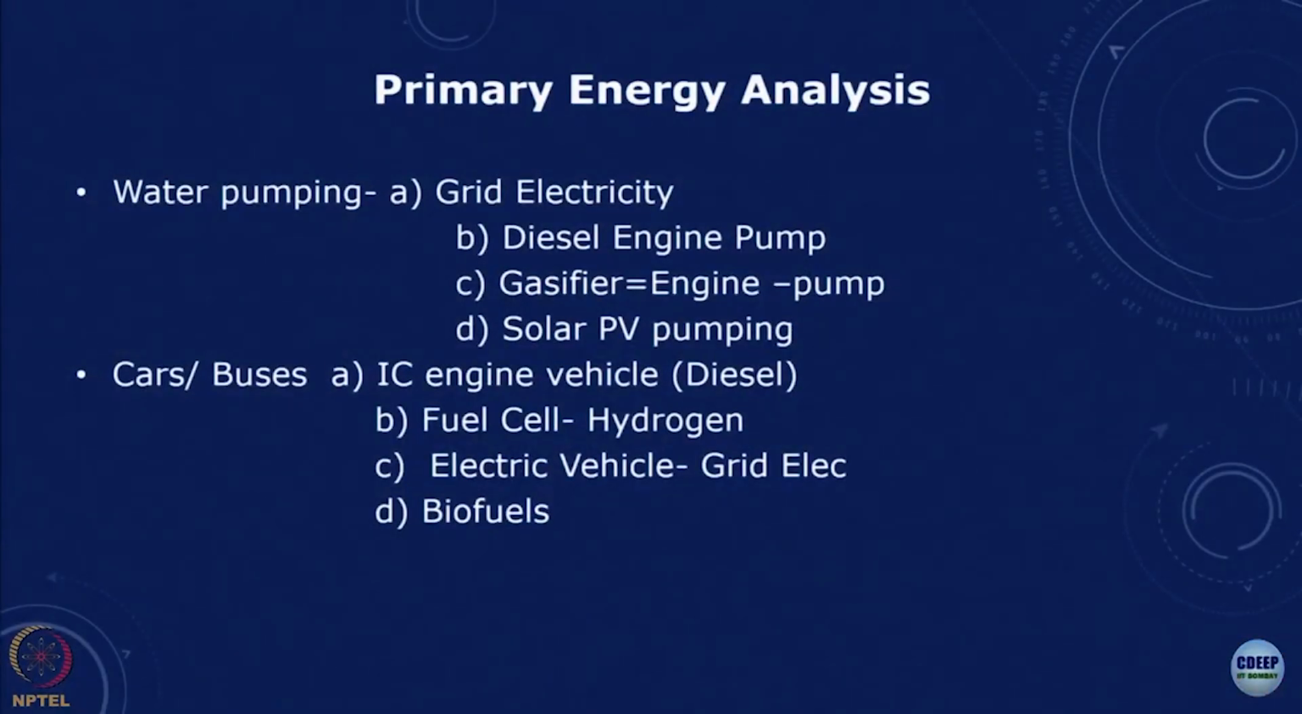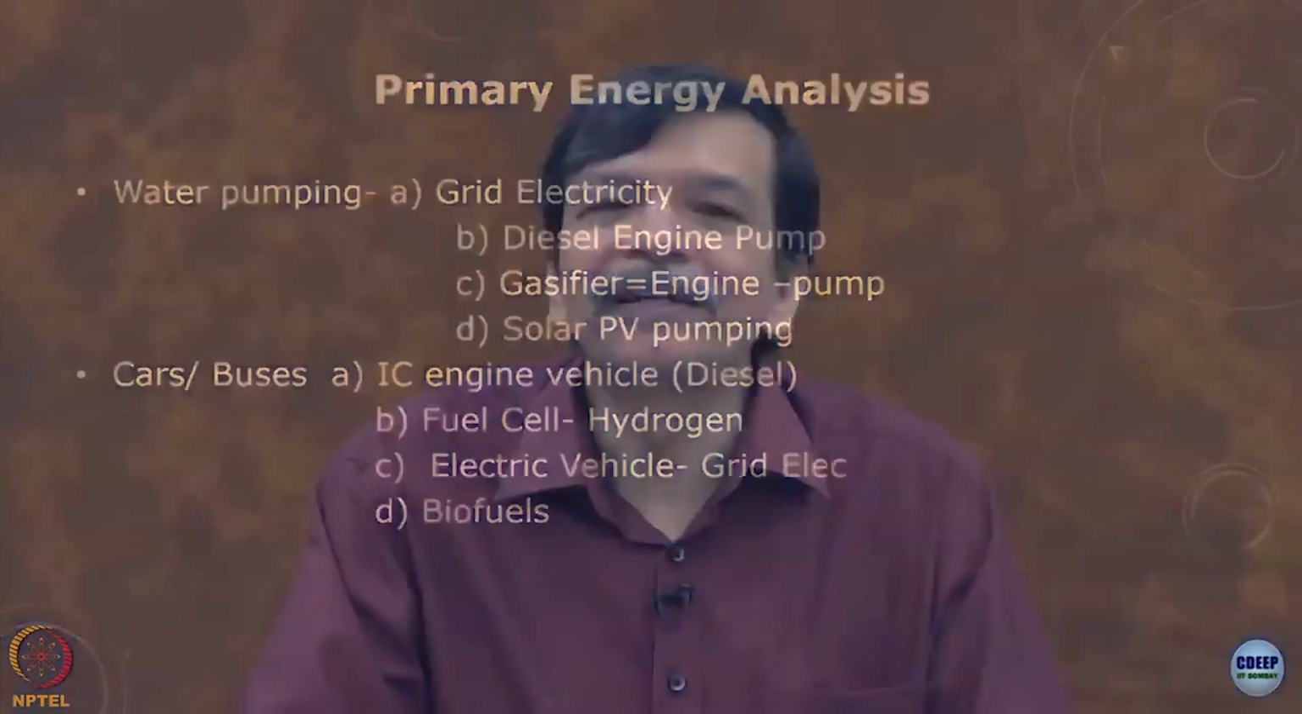So let me give you a set of different examples and then we'll try and do a couple of them. For instance, if you look at agriculture all over the country, in our agricultural fields we need water, and that water is pumped. There are different ways in which we can provide the energy for the water pumping. The first one is grid electricity driving an electric motor.